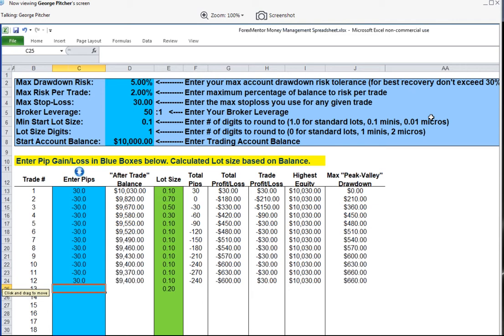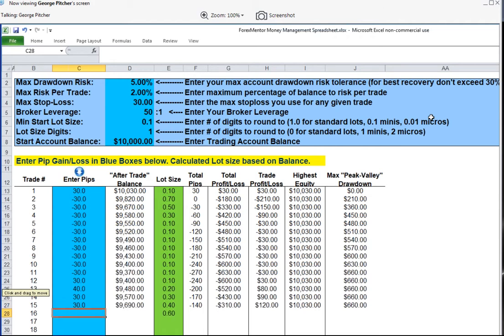There I've got 30 pips I won. So you can see that the next trade, I can go up higher even. Let's say I got 40 pips on the next trade. So it says now I can use a lot size of 0.3. So let's say I go back to the 30 pips at a profit. Now I've had 3 winning trades in a row. And I'll go another couple of 30 pips only profit.